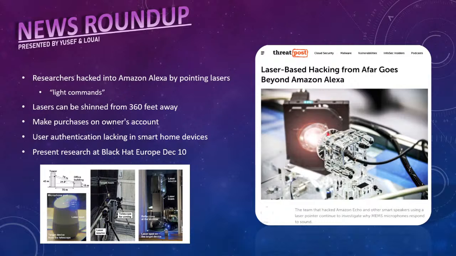A couple of researchers found that you can flash a light or a laser almost to the microphone of a Google Home or Amazon Alexa and send electrical signals that the microphone would receive as voice commands. What they're calling this is light commands. The researchers, a professor from the University of Florida named Sarah, and a PhD student from the University of Michigan, Benjamin, found this out. Through these light commands, they would be able to make purchases on the device as the owner normally would.